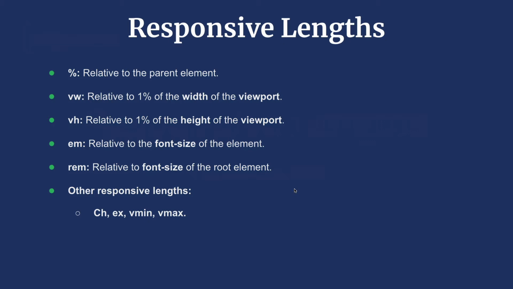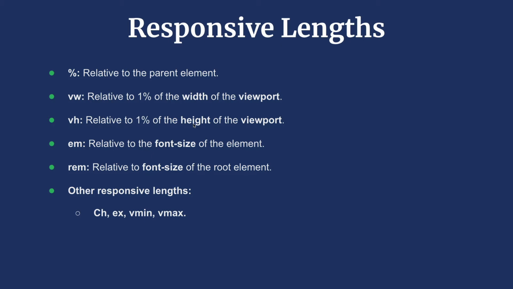We have already discussed the percentage, how we work with the percentage, how we make columns in percentage, or how we work with the percentage unit. So we will not waste our time discussing the percentage unit once again. We will directly move into the VW and VH. VW is known as viewport width and VH is known as viewport height. VW is relative to 1% of the width of the viewport and VH is relative to 1% of the height of the viewport. So what is viewport?